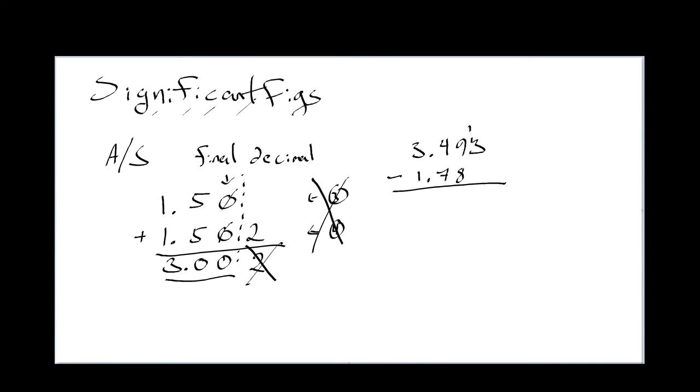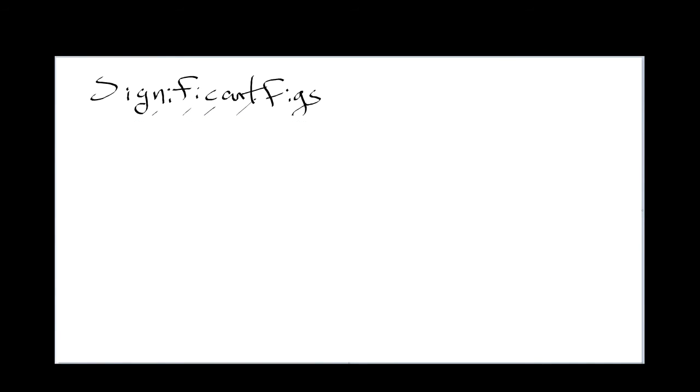Subtraction is the exact same way. You only retain out to the final decimal place. 3, 1, 7, 1. Get rid of that, you round it, your answer becomes 1.71. And all that remains true, regardless of the size of the numbers in question.